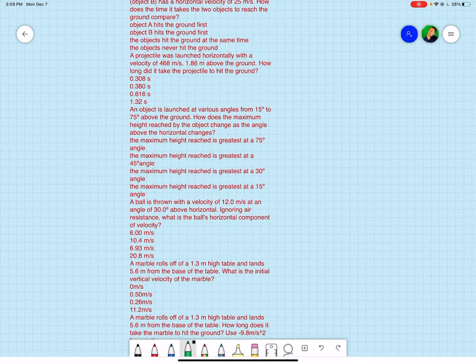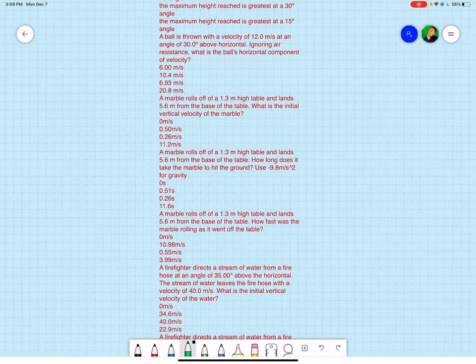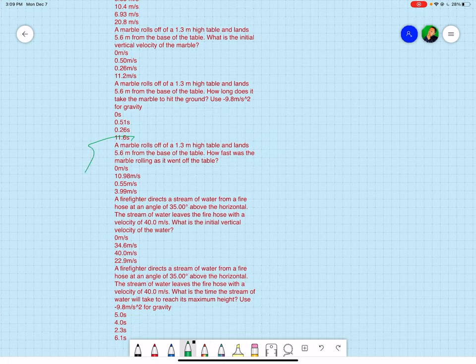Now you've got projectile motion. So I'm seeing everything. This is a whole lot of stuff here. Okay, I'll pick one right here. Marble rolls off the table. So you have a ball that's going like this and falling down. How fast was the marble rolling as it went off the table?